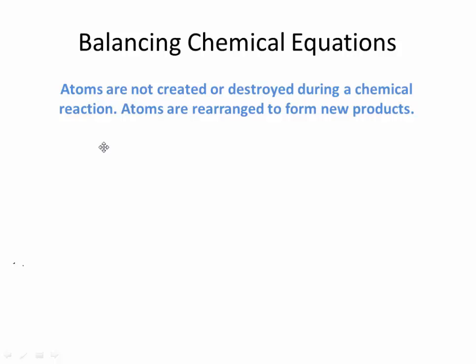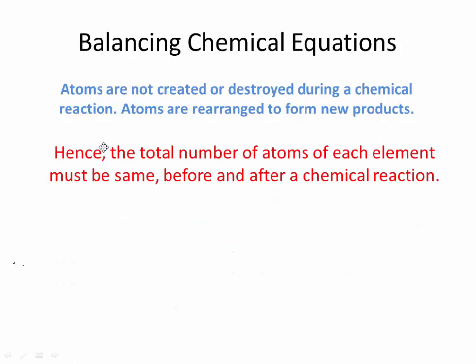Atoms are not created or destroyed during a chemical reaction. Hence, atoms are only rearranged to form new products. Hence, the total number of atoms of each element must be the same before and after a chemical reaction.